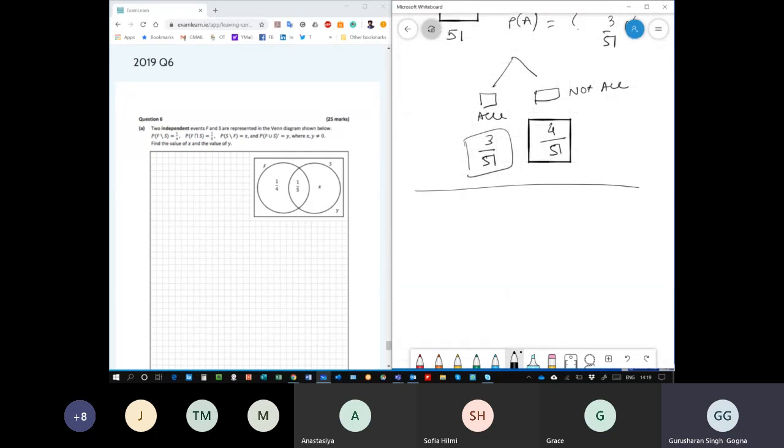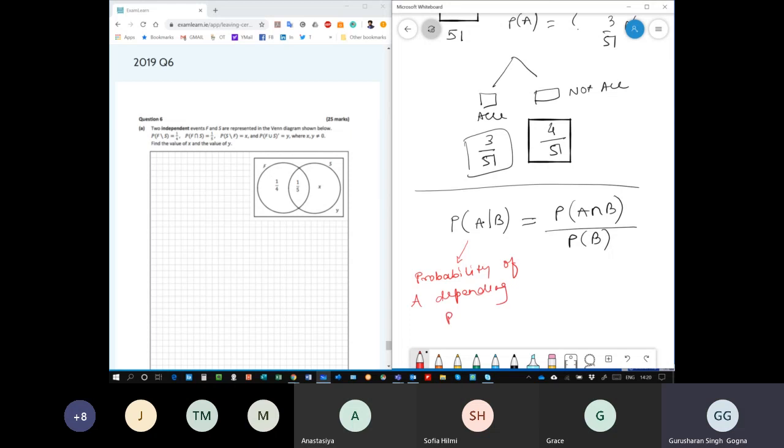Now, the question is how you will use the information given in the question to get the answer. So the formula for conditional probability is P(A | B) equals probability of A intersection B over probability of B. Now you have to be careful here. First of all, how to read this? This is called probability of A depending on B. Okay, so that's the conditional probability.